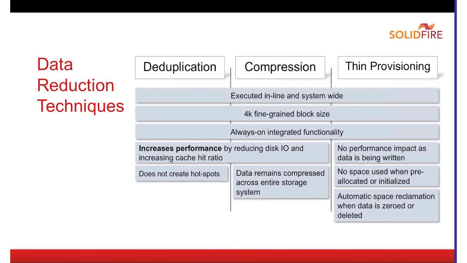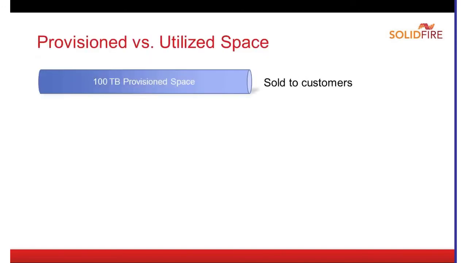And so, taking these technologies, I want to take a look at how we view the benefit that these technologies bring in an actual customer environment. We're going to use a scenario where we say, let's say we've got 100 terabytes of primary storage that we've sold to customers in a cloud environment. How much storage do we actually need to buy to provide that to customers?